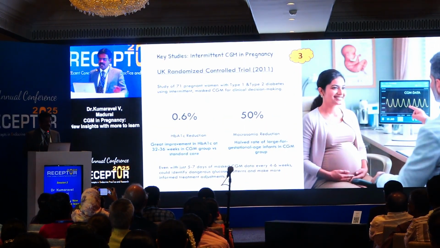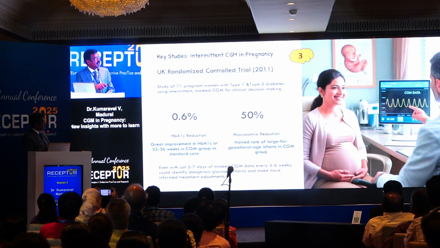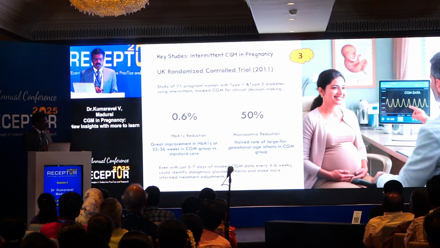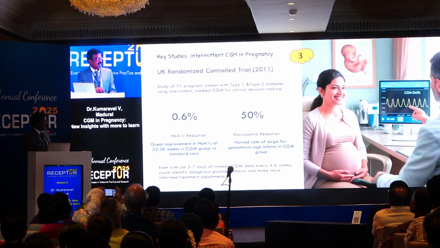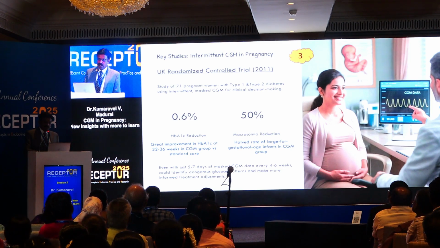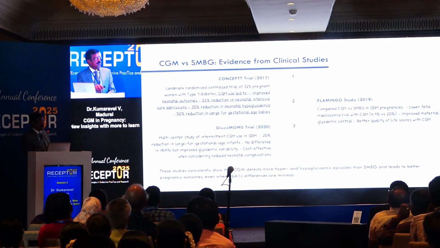So we have various data which suggest this. You have a UK randomized control trial, the number was small, which was done in 71 pregnant females with type 1 and type 2. What they showed was when you use a CGM compared to self-monitored blood glucose, your HbA1c reduction was 0.6% greater. More important, your macrosomia reduction was 50% less compared to SMBG. We have various other data in pregnancy also.